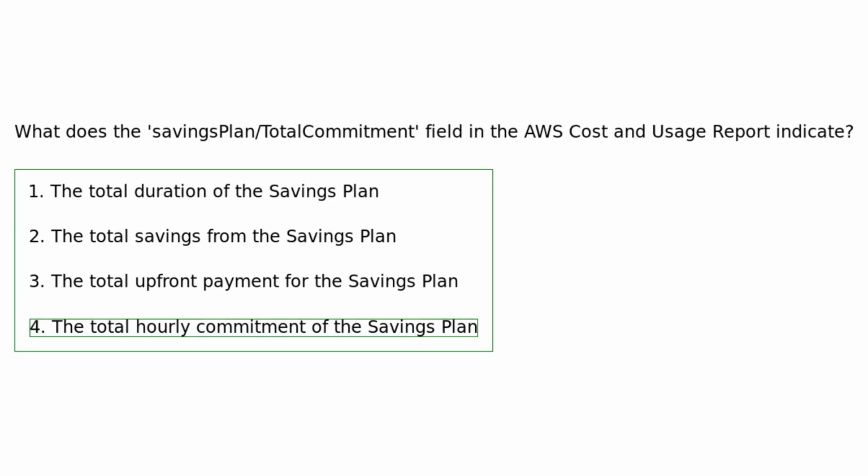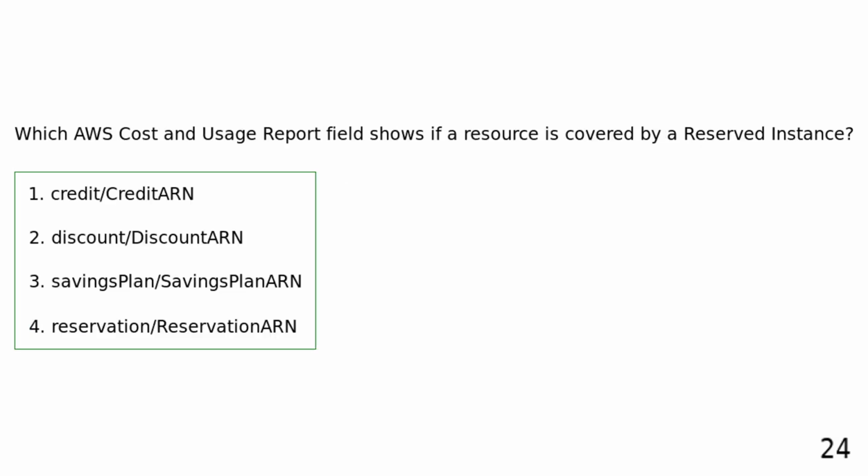The savings plan/total commitment field shows the total hourly dollar commitment you've made for a particular savings plan, helping you track your commitment level. Which AWS cost and usage report field shows if a resource is covered by a reserved instance? Credit/credit ARN. Discount/discount ARN. Savings plan/savings plan ARN. Reservation/reservation ARN.